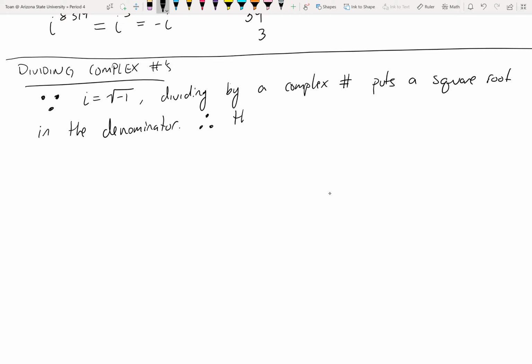Therefore, the technique is to rationalize. So that's the idea. Dividing by a complex number, rationalize. You should link those two ideas together. Dividing by a complex number, rationalize. We did two types of rationalization examples in 1.5, I believe. It was when you have a monomial in the denominator and when you have a binomial in the denominator. And there's different techniques for both of them. So let's take a look at two examples here.